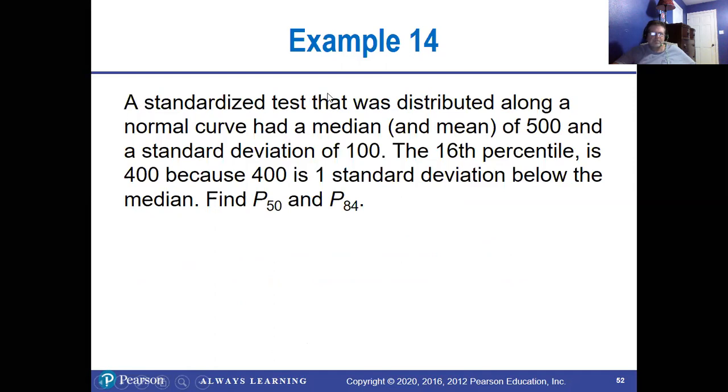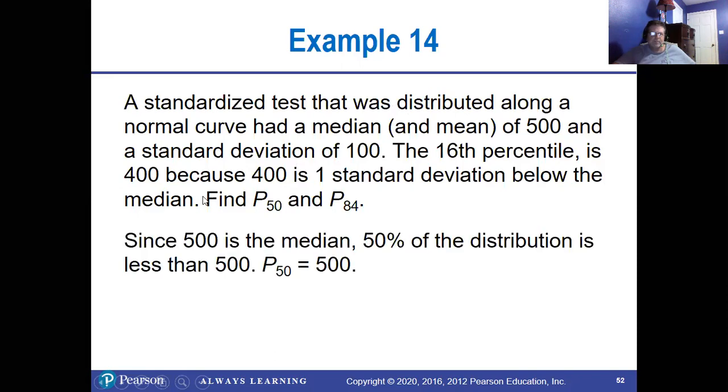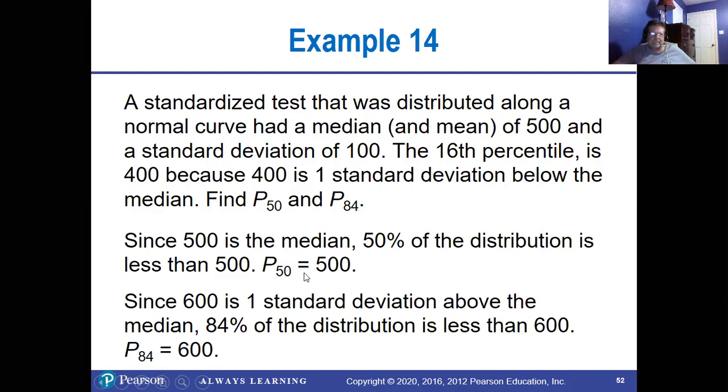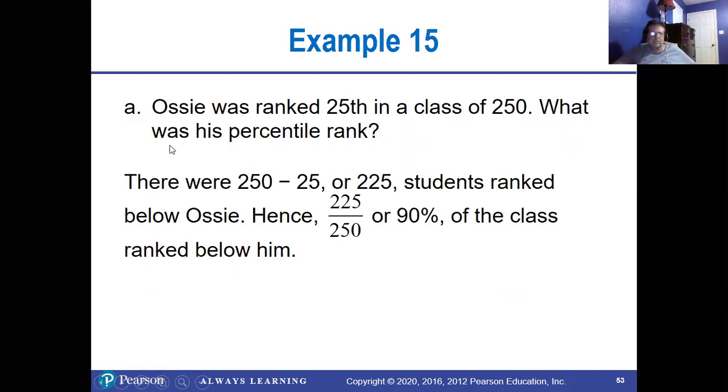It says a standardized test that was distributed along a normal bell curve had a median of 500. The standard deviation is 100. Okay, so the 16th percentile is 400 because 400 is one standard deviation below the median. Okay, and this I'm not going to test you on, so you don't have to worry about any of this. I do want to go to this. This I want you to know how to do because you need to know how to do this.